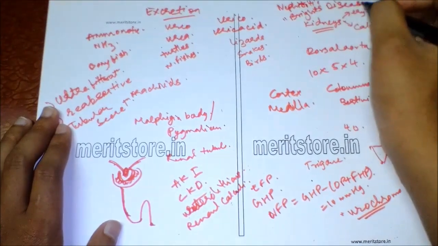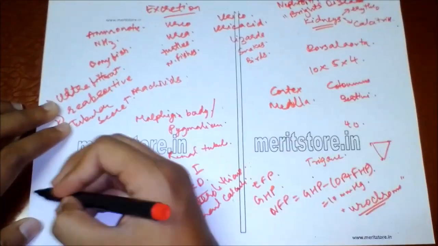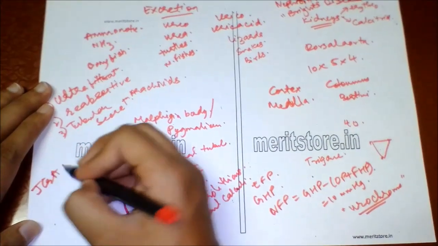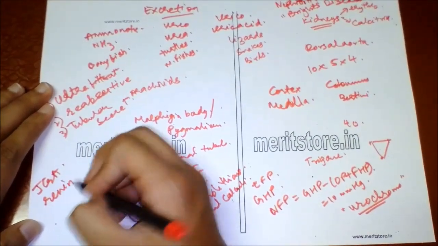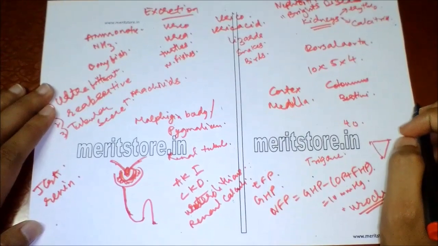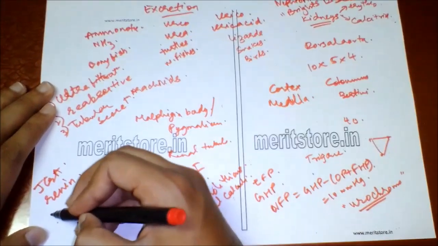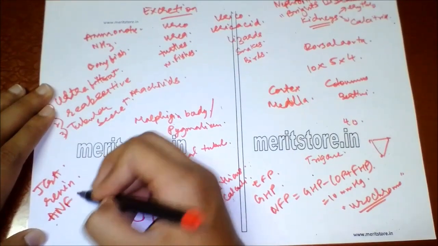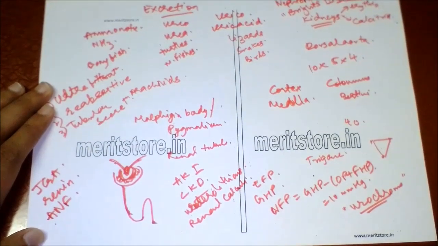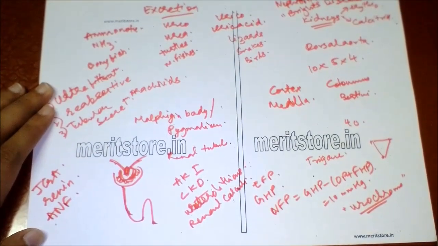Then there is the juxtaglomerular apparatus. JGA cells secrete renin, which helps in water absorption, and aldosterone secretion, which has an antagonist, atrial natriuretic factor ANF, which is secreted by the atrial wall.